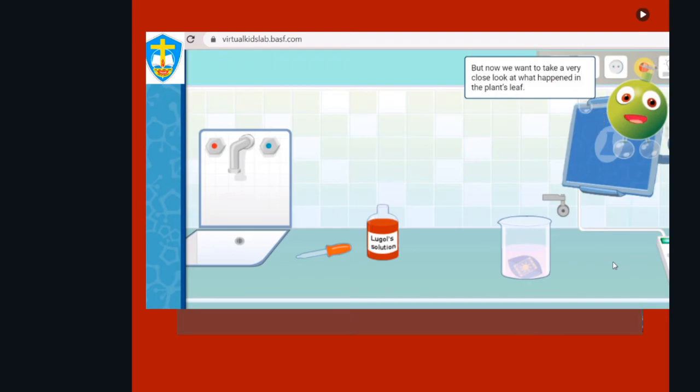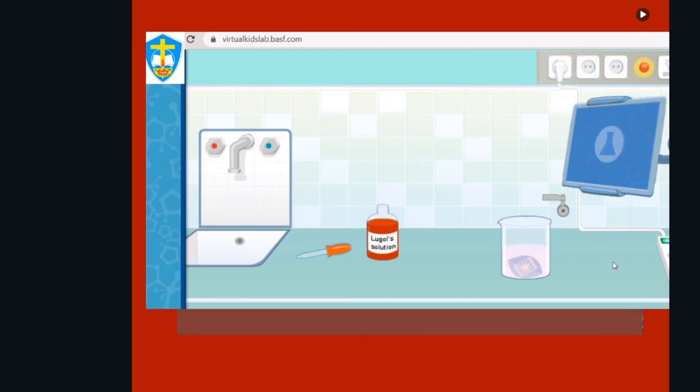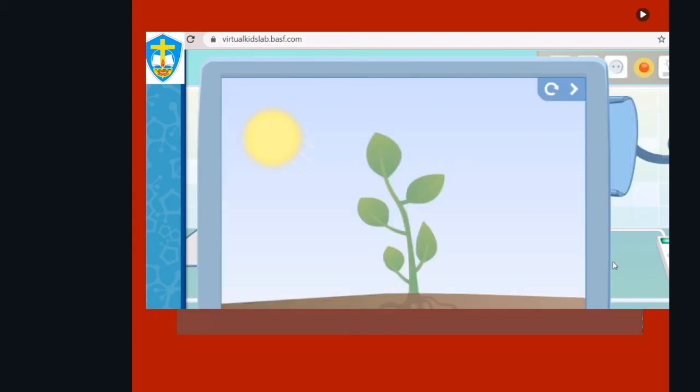But now we want to take a very close look at what happened in the plant's leaf. For photosynthesis, the plant needs light and the gas carbon dioxide from the air. Then comes the water from the ground and chlorophyll. Chlorophyll is a pigment that is responsible for the green color of the leaves. Without chlorophyll, photosynthesis cannot work. The pigment can use the energy from the sunlight for the plant.